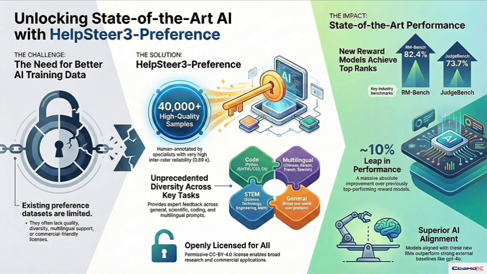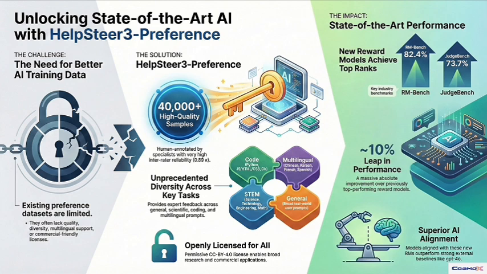Exactly. And the thing is, this isn't just a small step. The impact is, well, immediate and pretty staggering. Staggering how? Give me the numbers. Okay, so reward models trained on HS3P just shot to the top of the leaderboards. We're talking 82.4% on RM Bench and 73.7% on JudgeBench. Wow. That's, what, a 10% absolute jump over the previous models? The 10% jump, I mean, that's like a year's worth of research progress happening overnight.